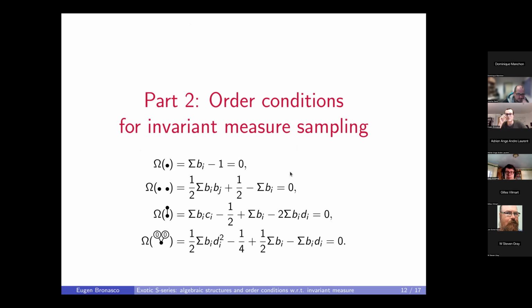So in the second part, I will discuss the algorithm which generates order conditions for invariant measure sampling. And here we see some examples of the order conditions which are generated. So here we have order conditions for order 2 with respect to invariant measure. And we see that every order condition corresponds to a certain exotic forest of a nice shape.